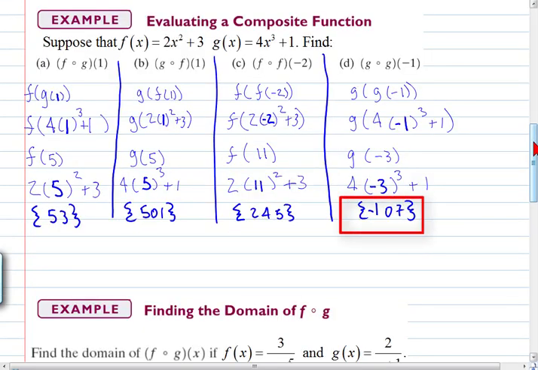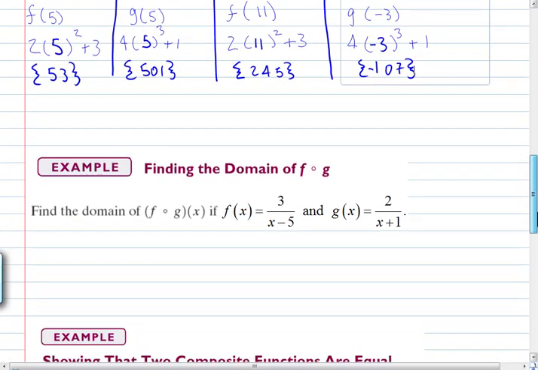Alright, so evaluating these, notice when you put numbers into these composition functions, you get numbers out. If we were to put variables in, guess what we get out? Variables. It's the nice thing about functions. Whatever you put in is what you're going to get out.